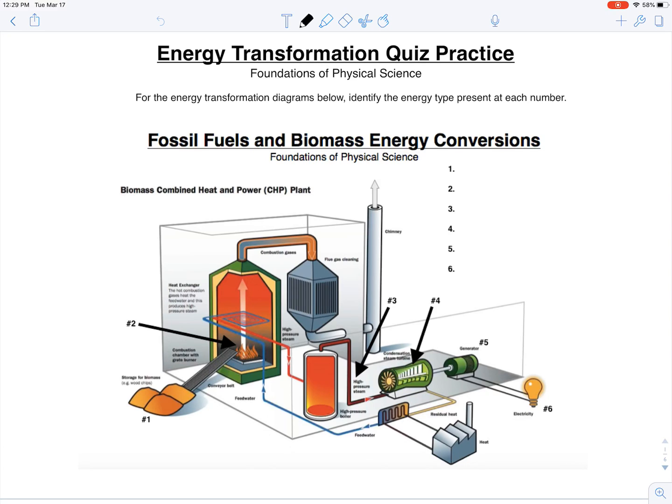Today what we're going to do is review all of the energy types we've learned about to this point in our energy production unit. We have a quiz coming up next class. And we're going to use some eerily similar images where I'm going to expect you to be able to tell me the types of energy found at each numbered stage in the power plant diagram.